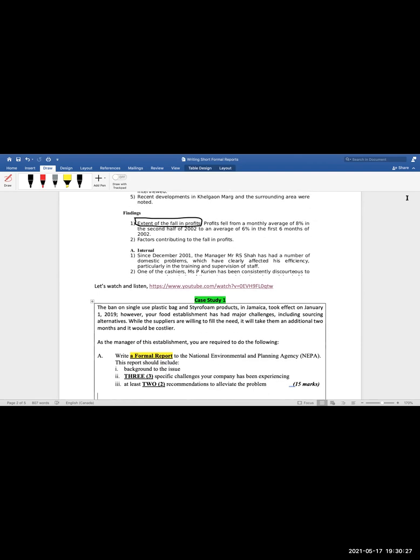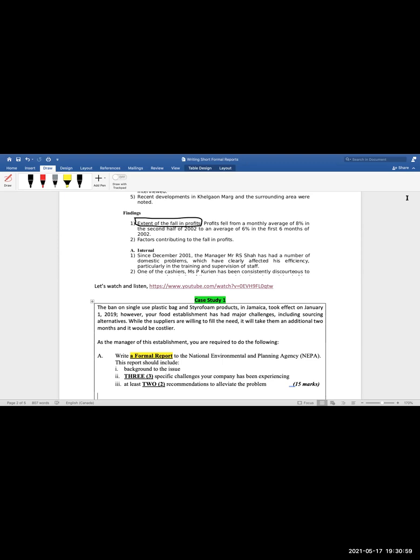All right, so it says the ban on single-use plastic bag and styrofoam products in Jamaica took effect on January 1, 2019. However, your food establishment has had major challenges, including sourcing alternatives. While the suppliers are willing to fill the need, it will take them an additional 2 months and it would be costlier. As the manager of this establishment, you are required to do the following. Write a formal report, a short formal report to the National Environmental and Planning Agency, NEPA.